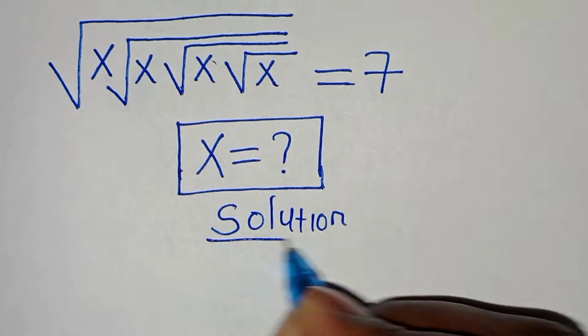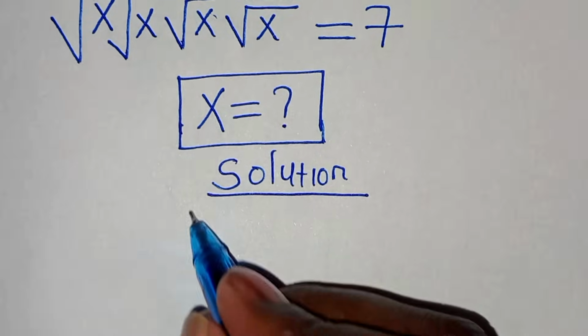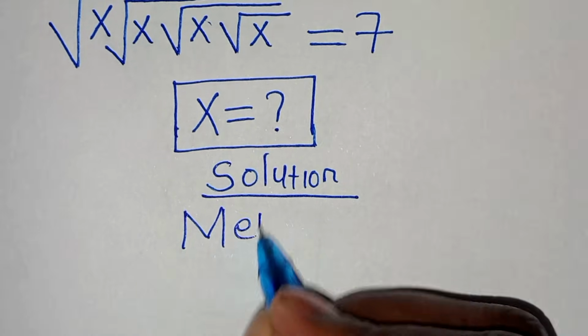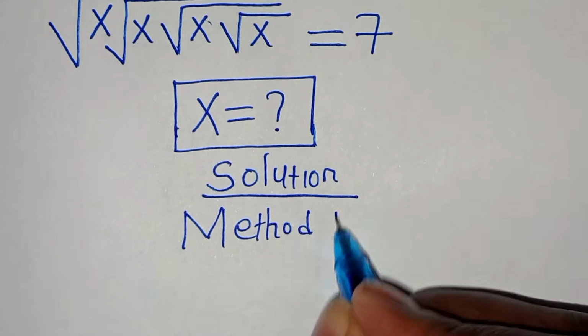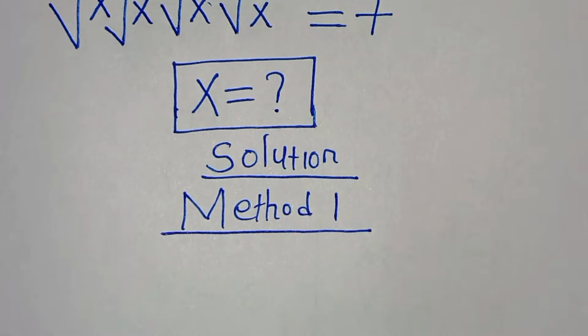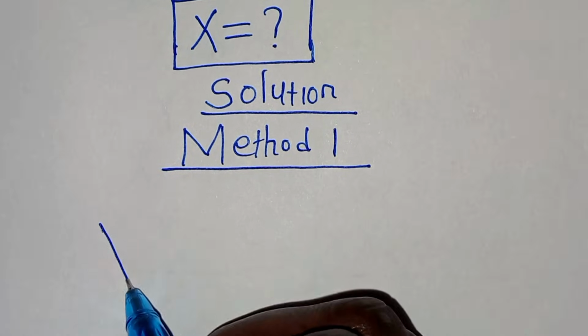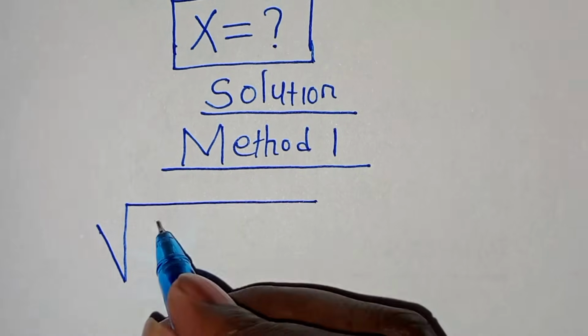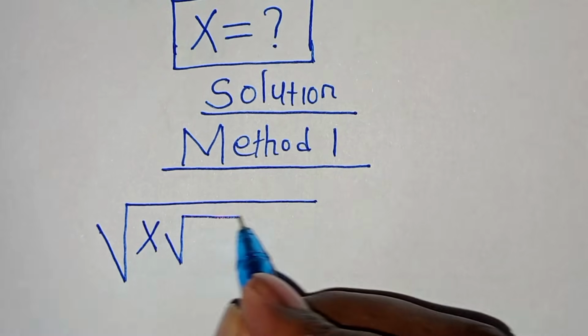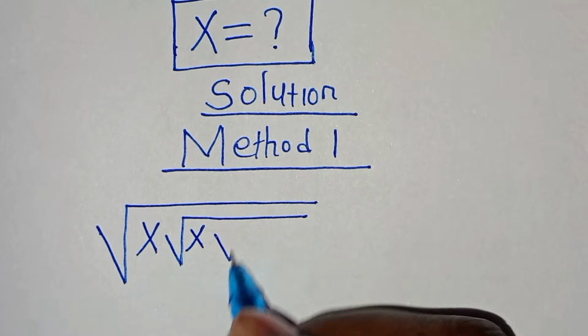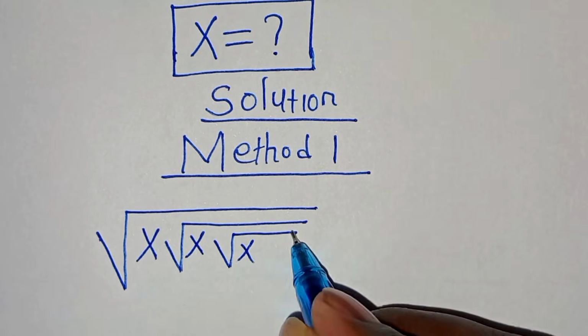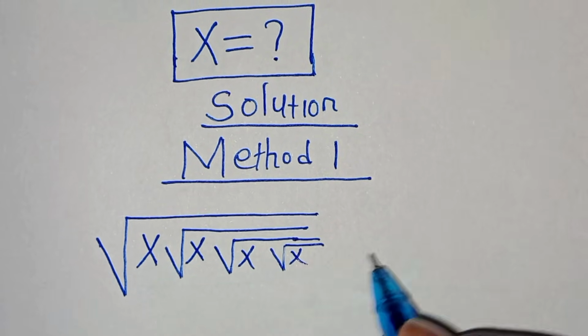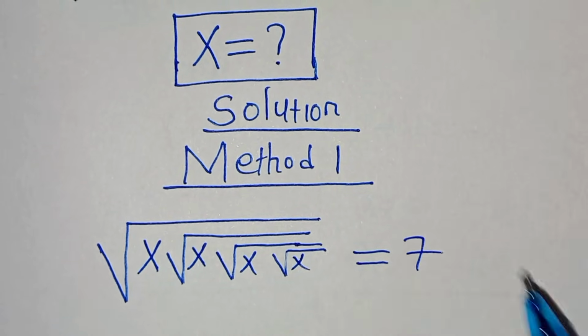We are going to solve this math problem by applying two methods. Let's start with method 1. Now we have the square root of x multiplying by square root of x multiplying by square root of x and then multiplying by square root of x. This is equal to 7.